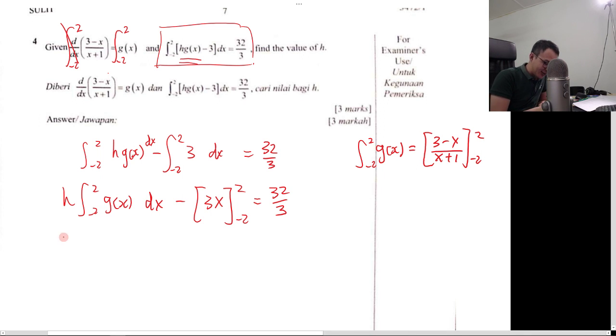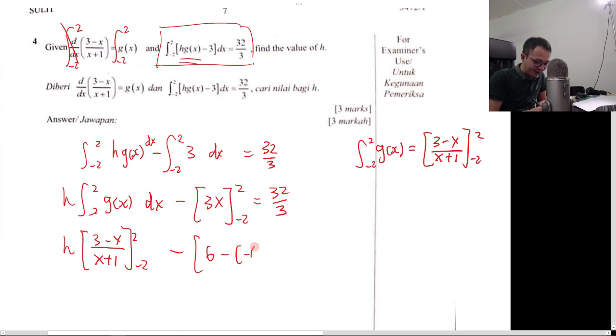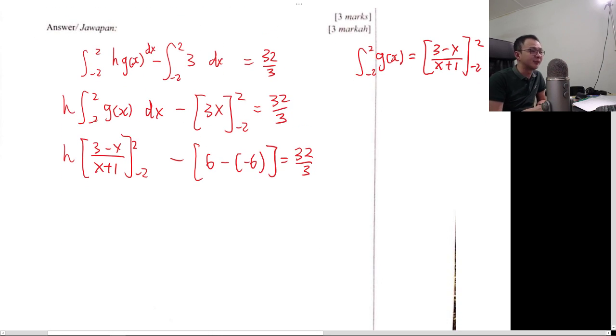Alright, so if you understand, I'm going to solve it from here. So this is (3 minus x) over (x plus 1), 2 minus negative 2. Alright, this one is basically 6 minus negative 6 equal to 32 over 3. And then over here, we just solve this equation. So I solve this equation by substitute 2 into it first. So 3 minus 2 is 1 over 3 minus negative 2 move here, I got 5 over negative 1.